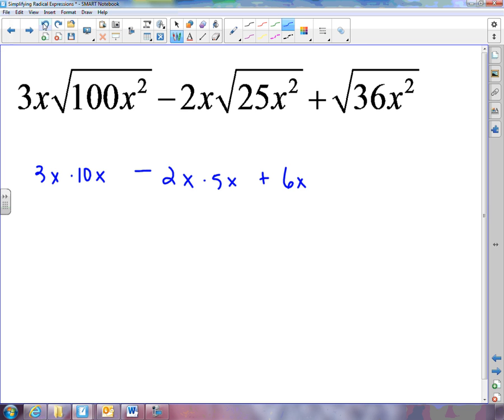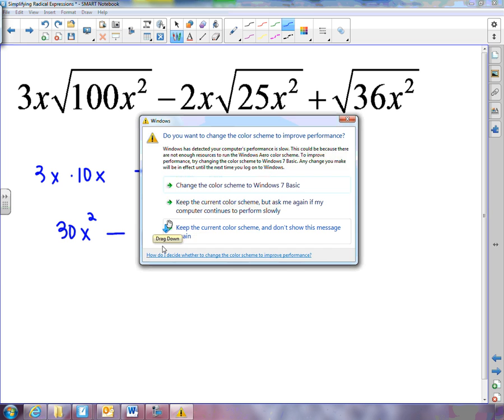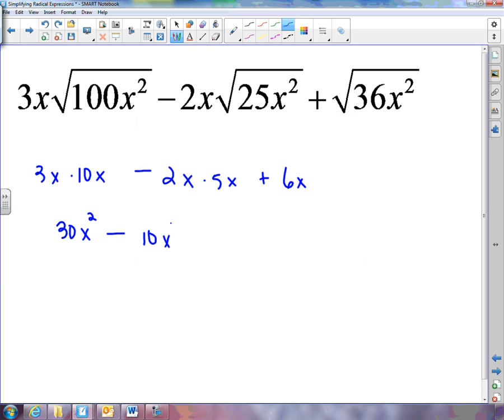So here I have 3x times 10x, which is just 30x squared. 2x times 5x, which is just 10x squared, plus 6x. So now I'm going to try to combine these two together because they're like terms, and I get negative 7x squared plus 6.